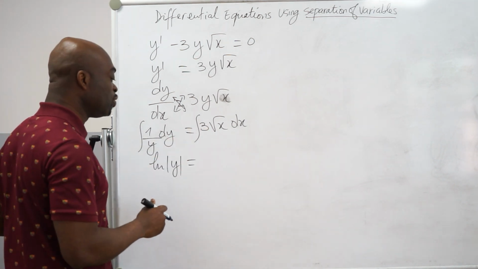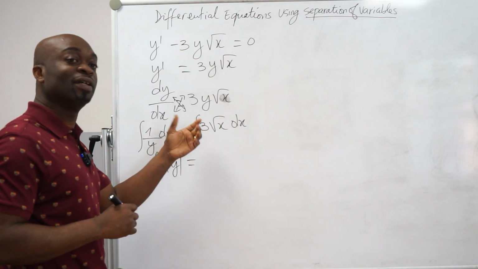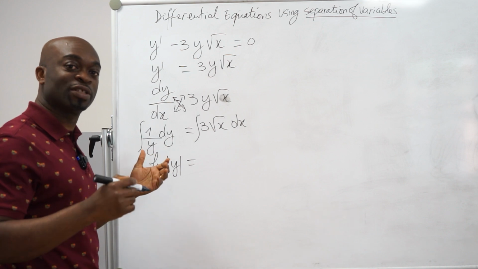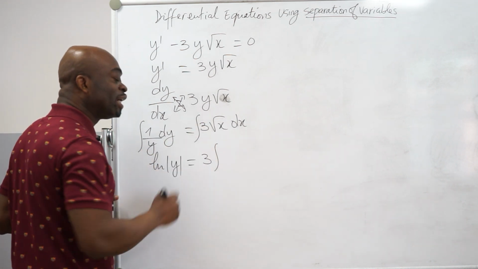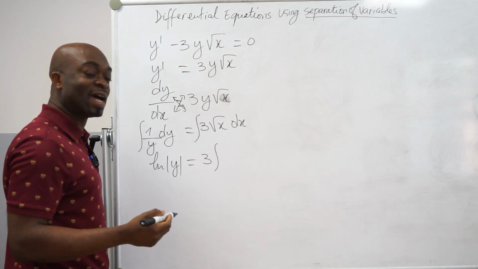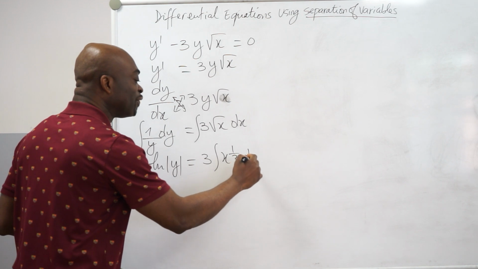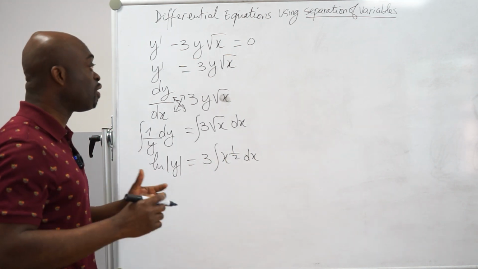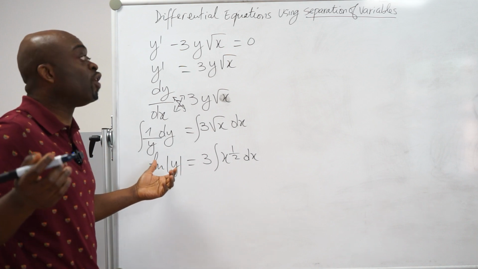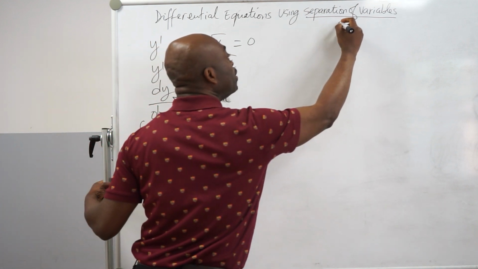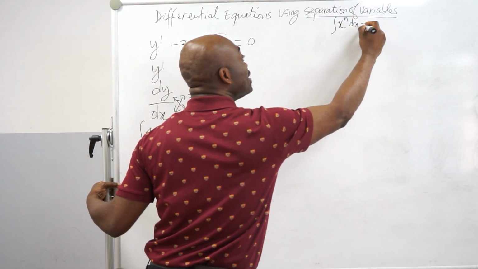We're going to have to find this one as well, but 3 can come out, okay? You can always bring 3 out. And then what can we do here? We can rewrite square root of x as x to the power 1 over 2. That will make your life a lot easier to solve the problem, because then you can apply the formula where the integral of x to the n dx is equal to what?